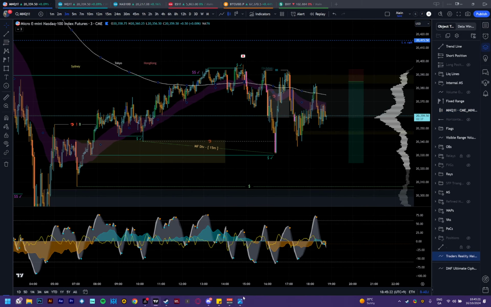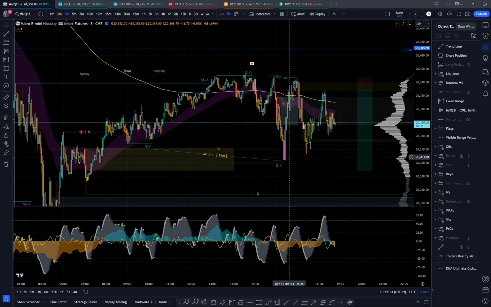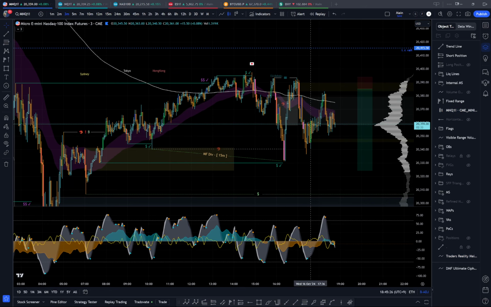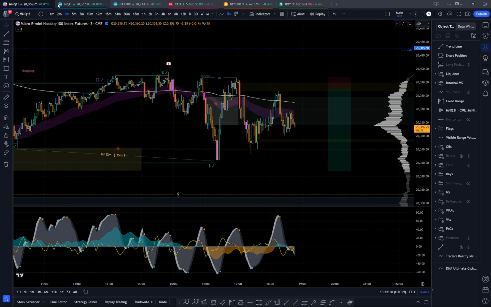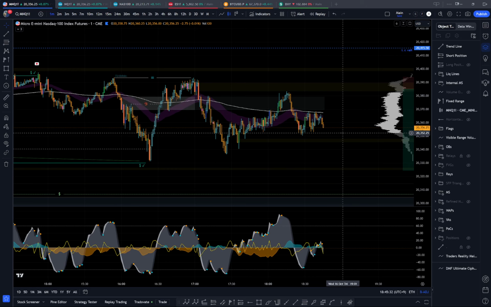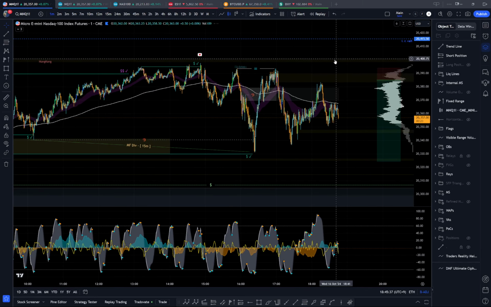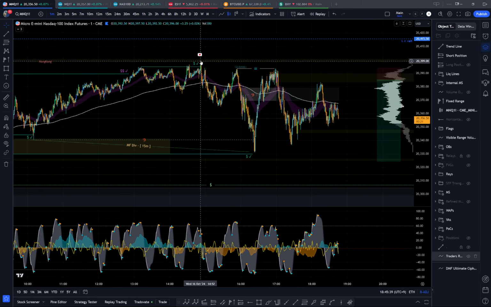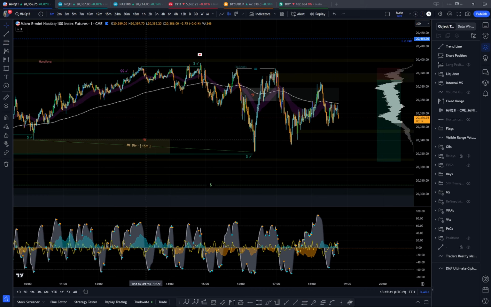As for my timing models of the UK session, it's a small bit mixed. We kind of got a bit of a grab here around this time. Coming into US maybe in an hour, if we get another grab up, I might be looking for maybe the Tokyo high to be taken.